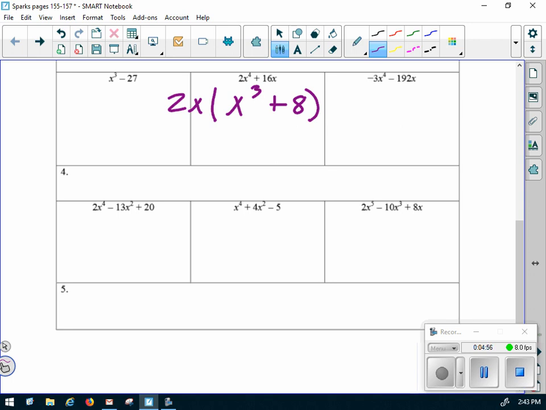What's the cube root of x cubed? X, what's the cube root of 8? All right. 2x, what do I do with the 2x? You bring it down. He's a hobo. He's on the train and he ain't getting off, and you cannot make him get off. He's staying with you.